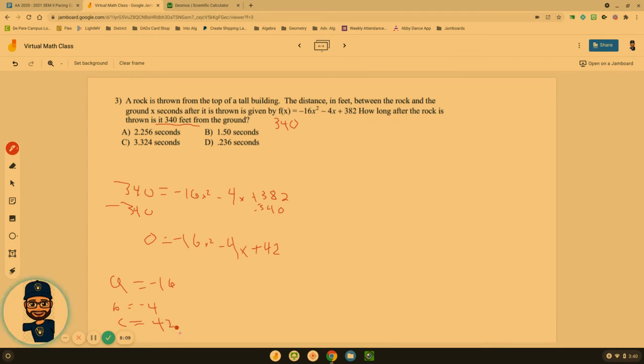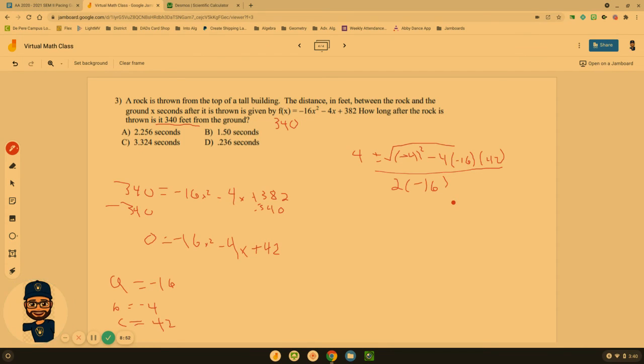But what we really need to see on your work, when you submit your work, is how you are plugging that into the quadratic formula. The opposite of B, which is 4, plus or minus the square root of B squared, -4 squared, minus 4 times A, which is -16, times the C value, which is 42, all over 2A, or 2 times -16. So that's what we're expecting to be able to see on the actual test when you do that.